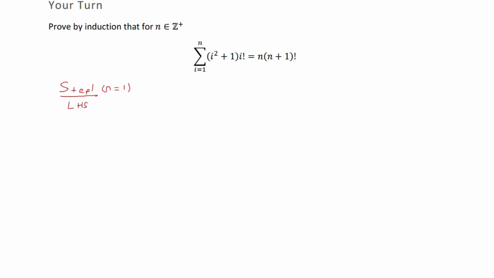So looking at the left-hand side, we have the sum from i equals 1 to 1 of (i squared plus 1) times i factorial. So when i is equal to 1, this is going to be (1 squared plus 1) times 1 factorial, which is 2 times 1, which is 2. On the right-hand side, we're going to have 1 times (1 plus 1) factorial, which is 2 factorial. 1 times 2 factorial is 2. So it's true for the base case.